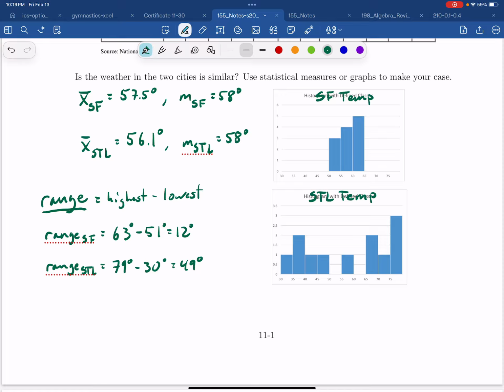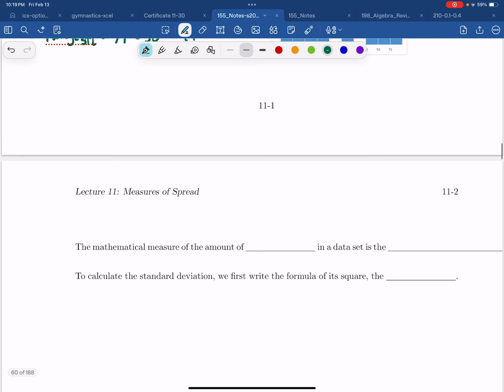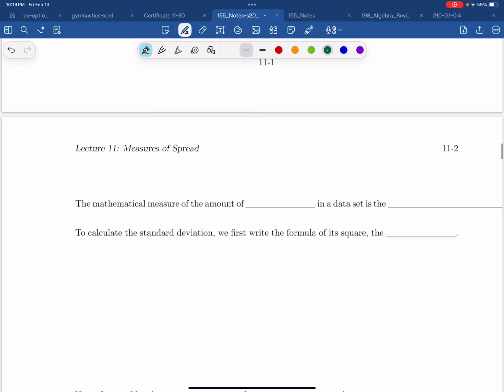But I think there is a deeper measure of spread that we can talk about. And I want us to just derive it. Well, not derive it per se, but I want us to define it. The mathematical measure of the amount of spread in a data set is the standard deviation.